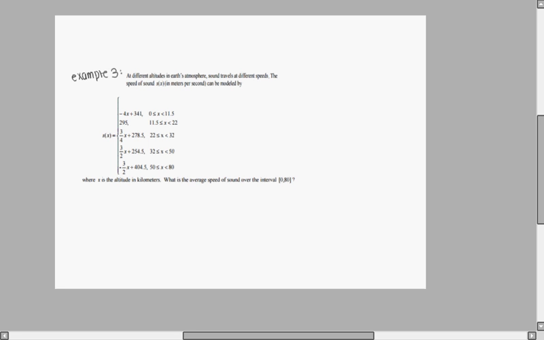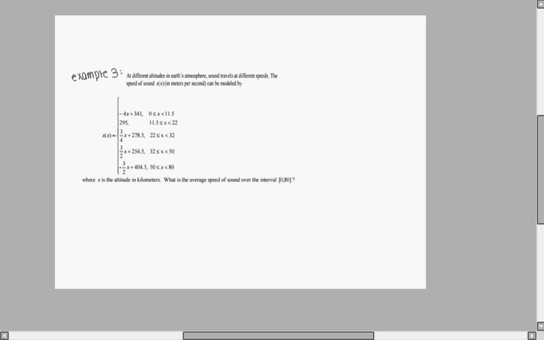Now this third example, I think Farrar would like this a lot. It's very FRQ-y, I suppose, and it's not something you usually see. And it's a word problem too. So at different altitudes in Earth's atmosphere, sound travels at different speeds. The speed of sound s of x in meters per second can be modeled by this giant thing, where x is the altitude in kilometers. What is the average speed of sound over the interval 0 to 80?